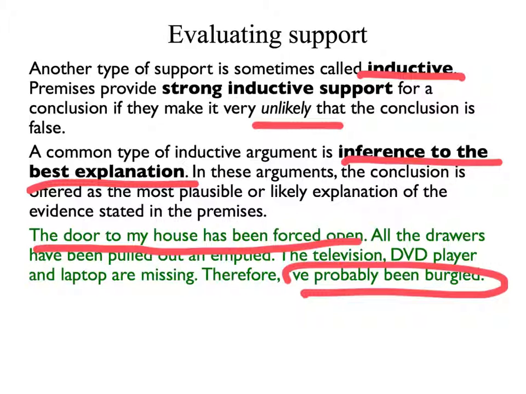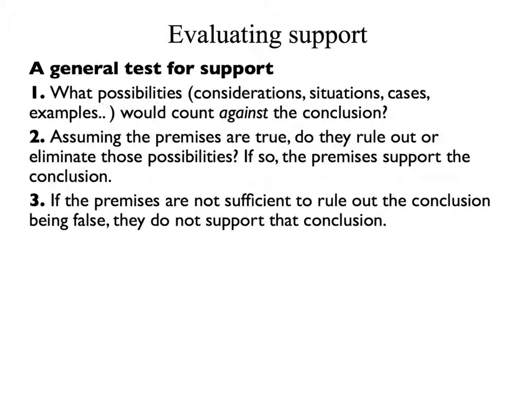So with any argument like this, to evaluate whether the premises support the conclusion, the question is always, are there alternative explanations that are either just as plausible or even more plausible? So how can you decide whether premises do support a conclusion or not? There are lots of different ways or strategies you can use to evaluate support. I don't think there's just one right way to do it or one best way. Here is one strategy that's sometimes useful.